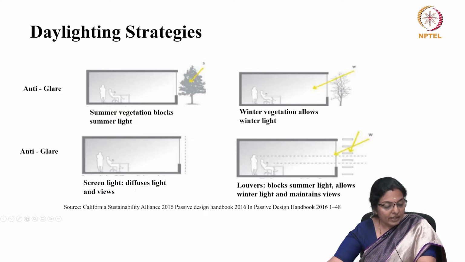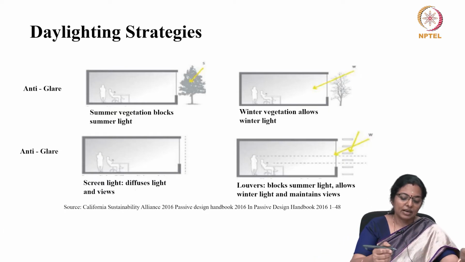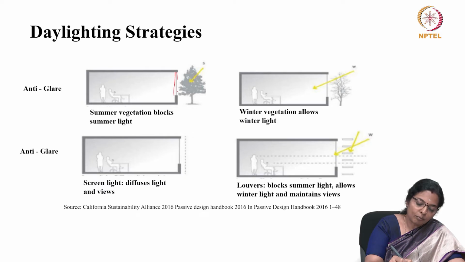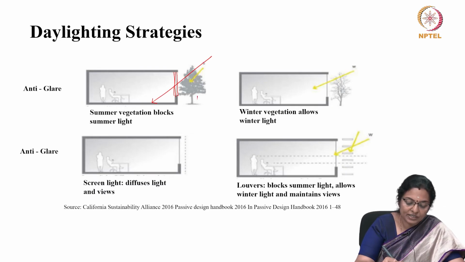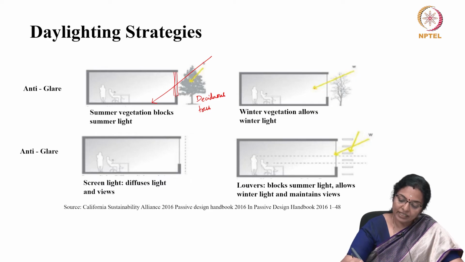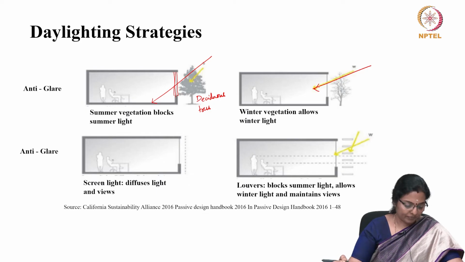Then very important is having vegetation blocking the summer light and vegetation permitting this light from entering during winters. When you have deciduous trees, the winter vegetation allows the winter light to come in.